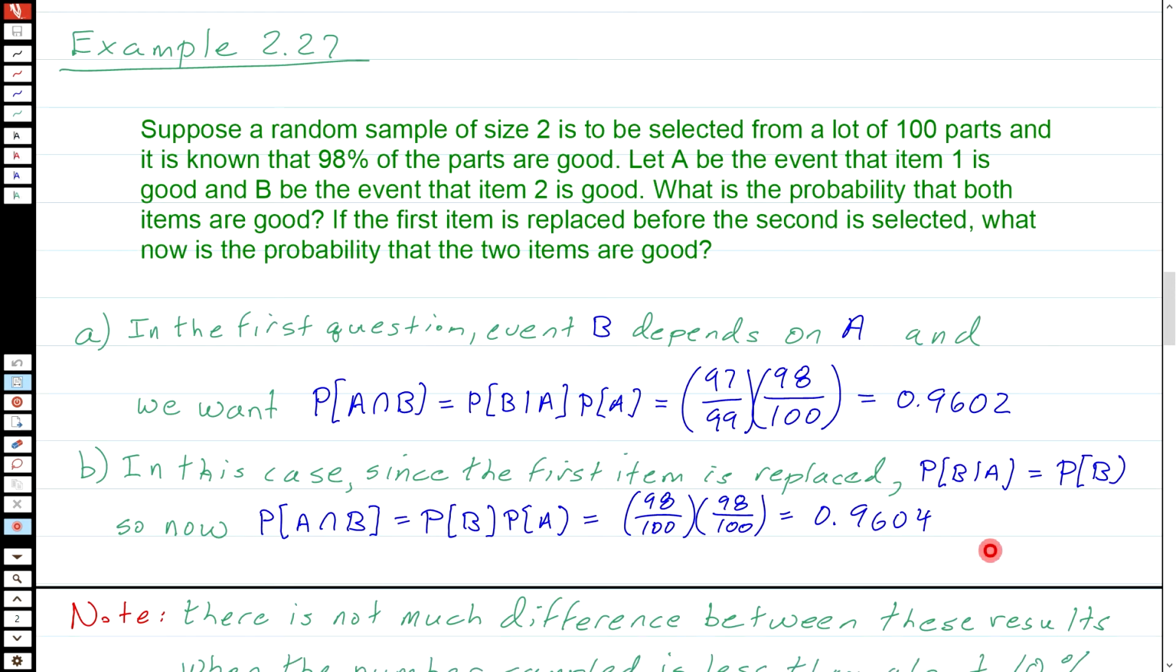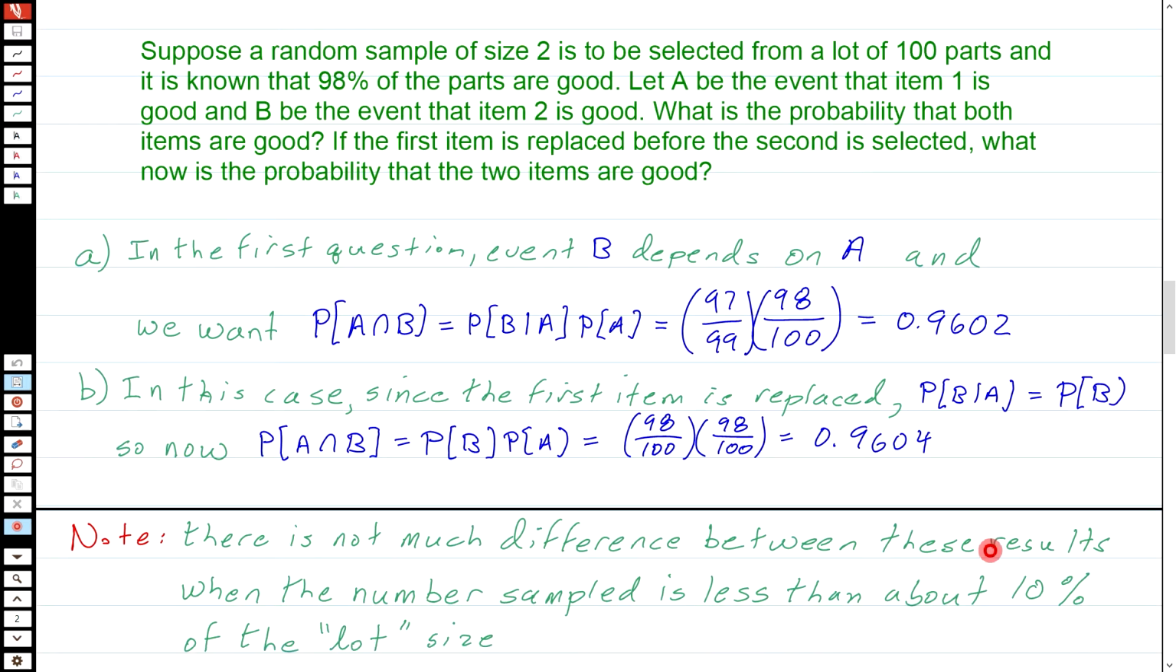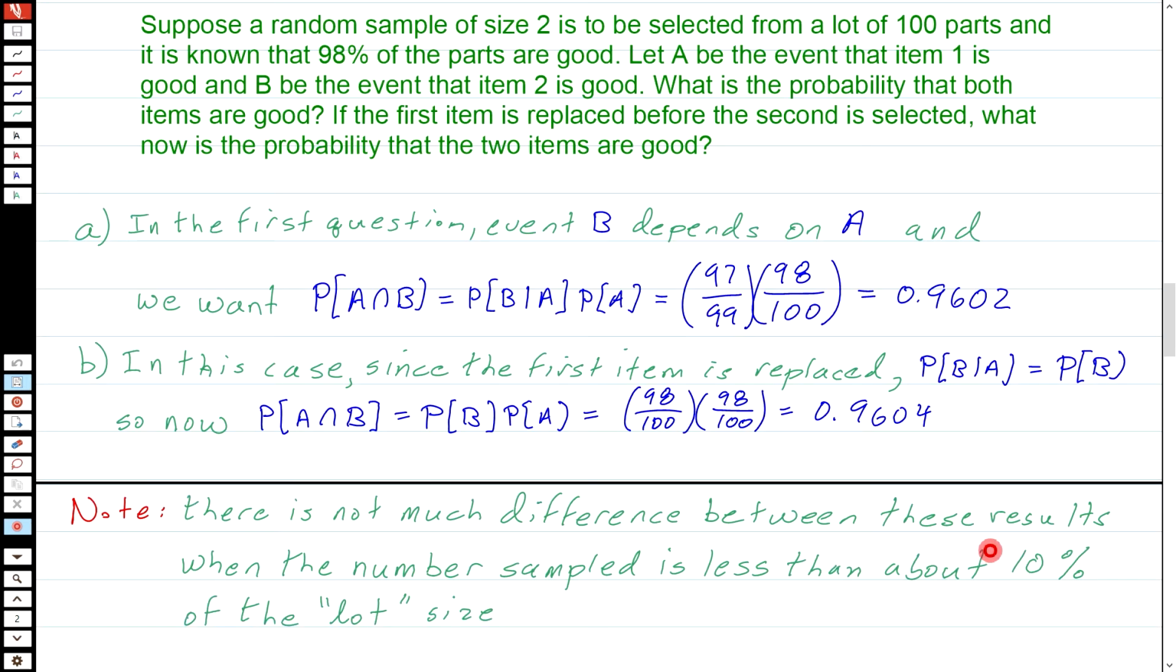And basically there's really not much difference between these two numbers. That's typically true if the number sampled is less than about 10% of the lot size. So often we can assume independence if we're not sampling very many out of the total lot, which is to say we can ignore the fact that we replace or don't replace. We assume replacement so that they become independent, and we get pretty much the same results.